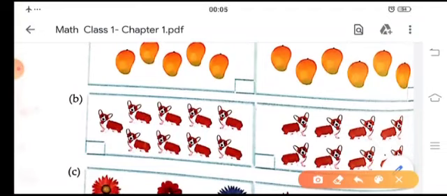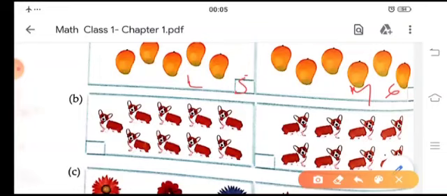Wow. So count, children. 1, 2, 3, 4, 5. So how many mangoes are here? 5. And now count the other block. 1, 2, 3, 4, 5, 6. Oh, 6 mangoes are here. So what to write here? In this there are less number of mangoes, and in this more number of mangoes. So write here less and write here more. Okay, children, don't write numbers in blocks, just write M and L.